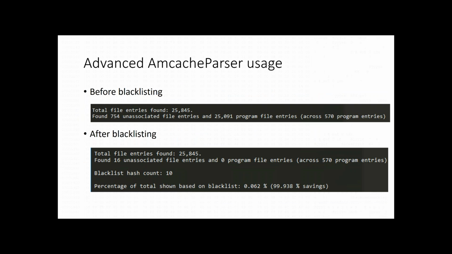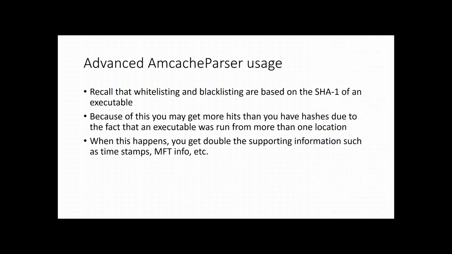Okay, so it's really a quick way, if you had a bunch of Amcache hives from however you decided to collect them, to sweep across and say what other systems these bad executables were also found to have been executed on. So just to wrap up the whitelisting and blacklisting, it's based on the SHA. That's pretty straightforward. It's the only hash in there.